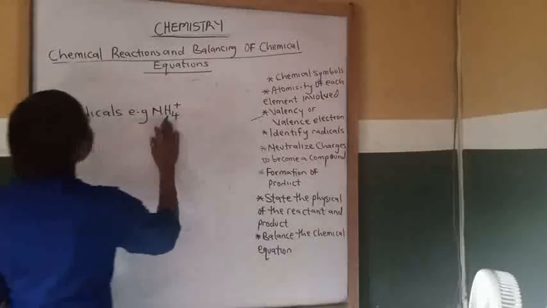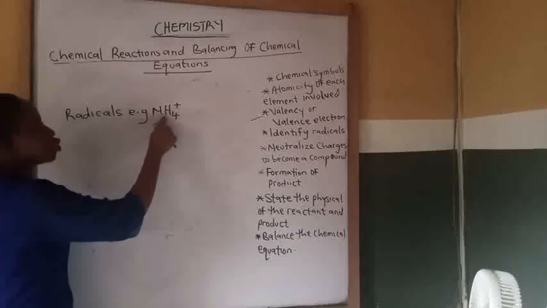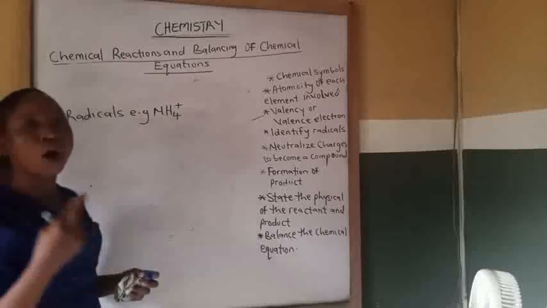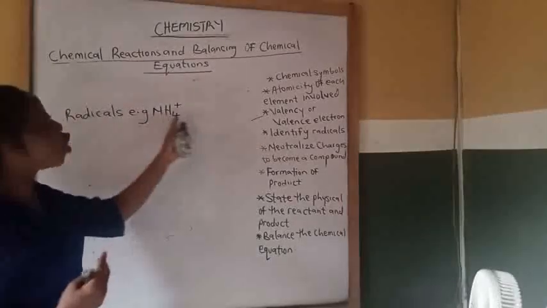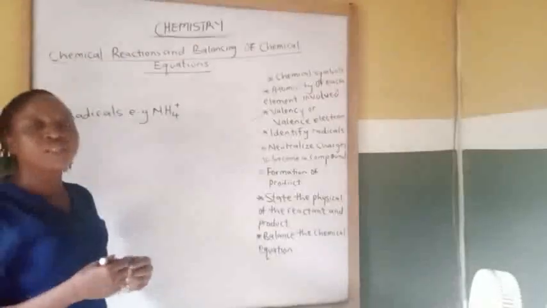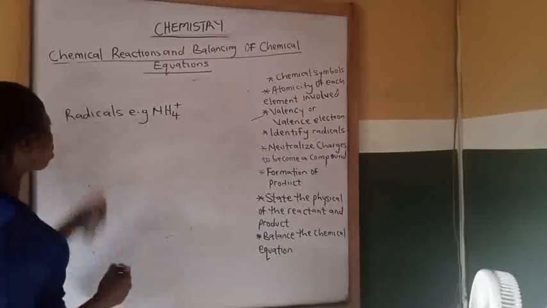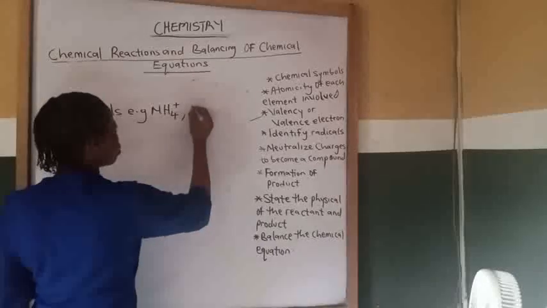So this is a radical because it contains two atoms. So a group of two or more atoms with positive or negative charge is called radicals.